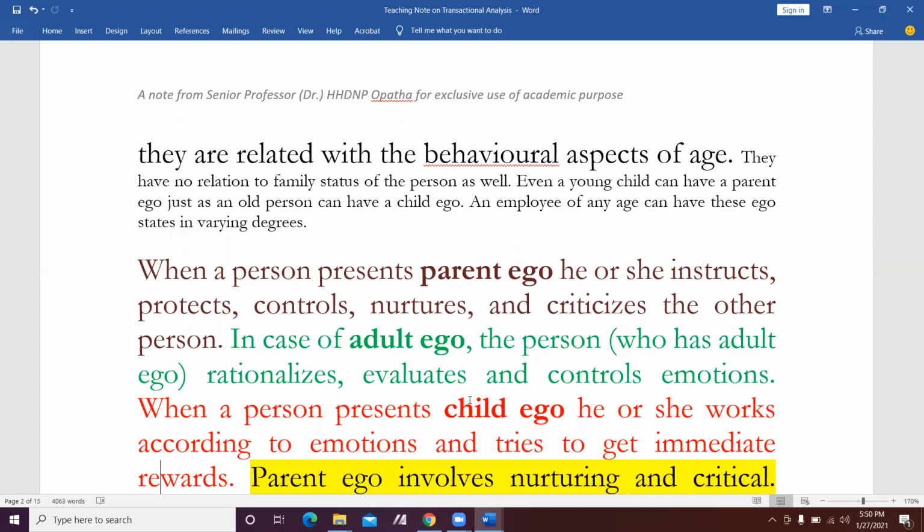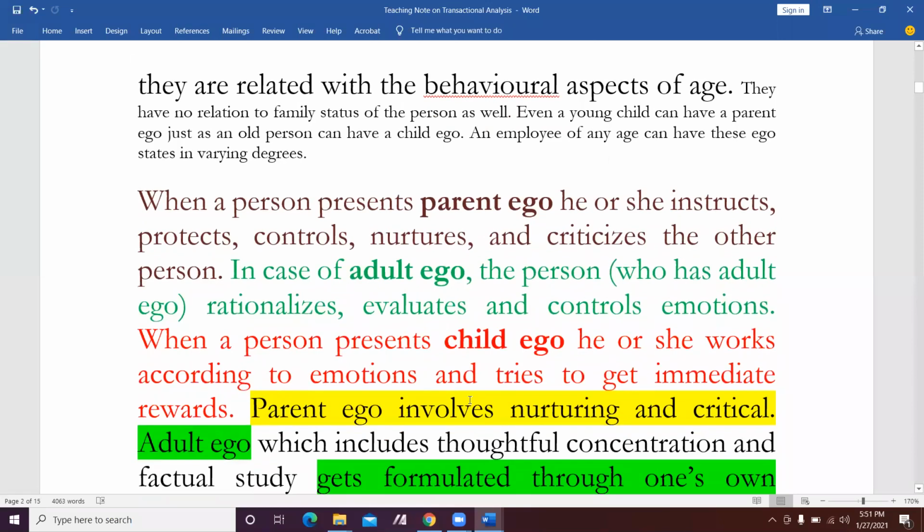Okay, so then in case of adult ego, the person rationalizes, evaluates, and controls emotion. When a person represents child ego, he or she works according to emotions and tries to get immediate rewards. So it is a characteristic of a child to get immediate rewards. If the child wants to eat an ice cream, we have to give that ice cream to that child. Otherwise, he more likely behaves aggressively or he cries. Okay, so that is child ego. So if you work according to emotions without controlling your emotions, that means you are showing or using child ego.